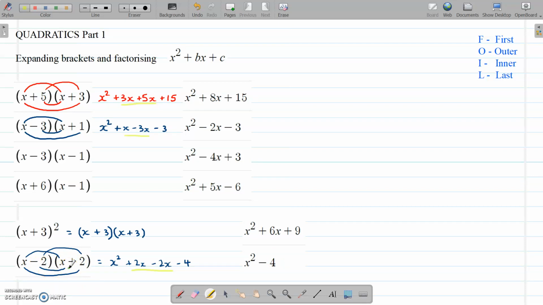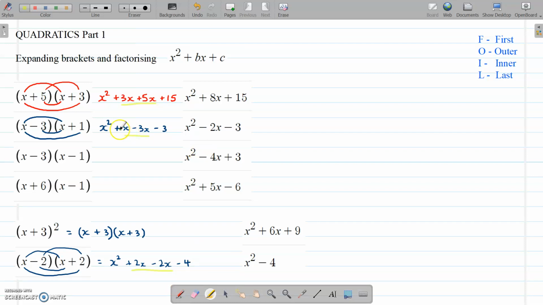Okay, so we're moving on now to this concept of factorizing. This is where you're given a quadratic in this form, and you've got to factorize it into a pair of brackets that are multiplied together. Now, not all quadratic expressions will factorize, but you wouldn't be asked to factorize one unless it was possible.